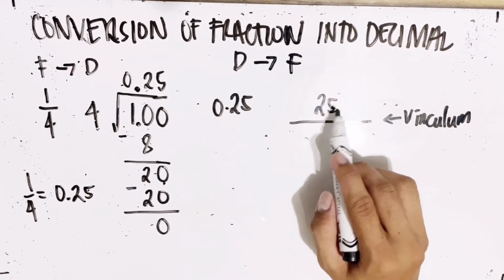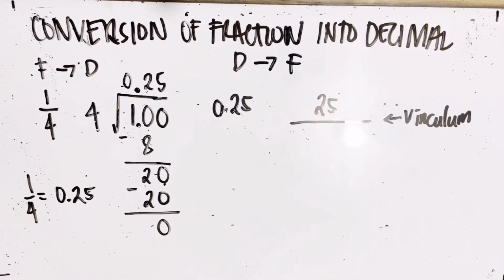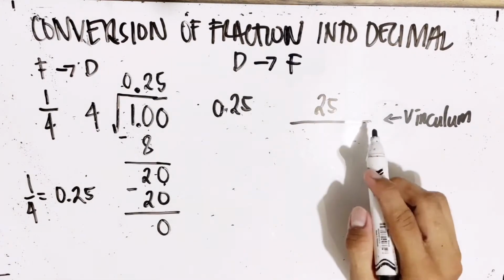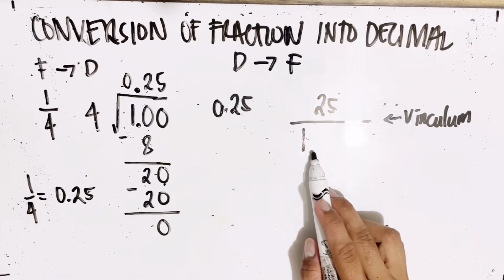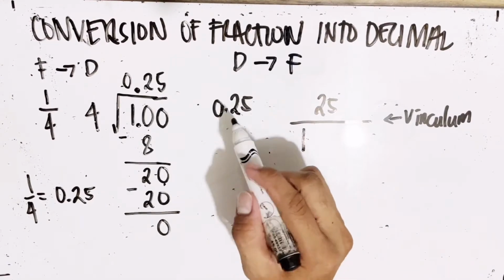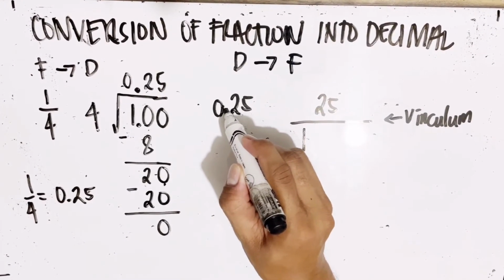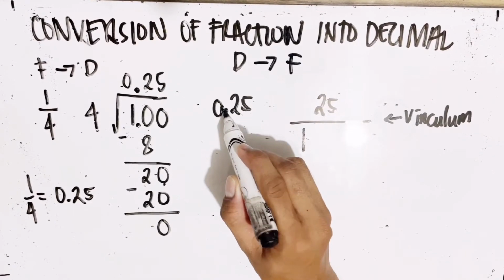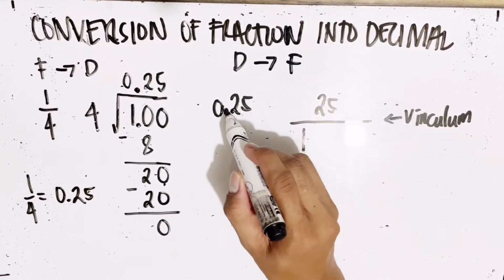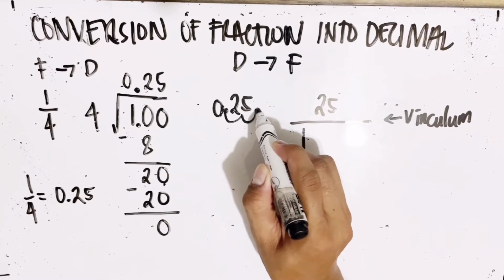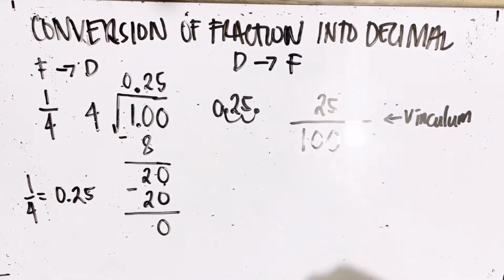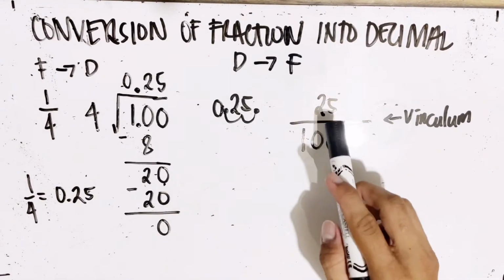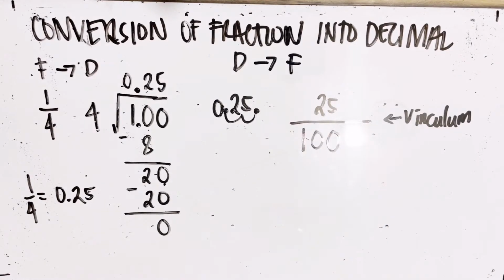So 25 over, first place 1. Next, the number of zeros depends on the number of jumps from this position of the decimal point going to the rightmost. 1, 2. So there are 2 jumps. It means we will place 2 zeros. Now we have 25 over 100.